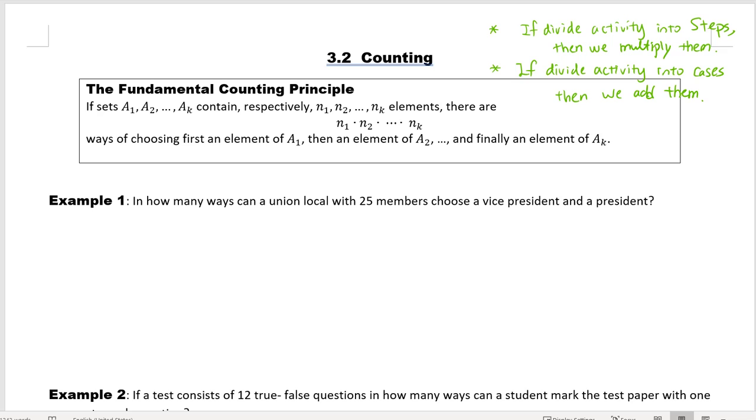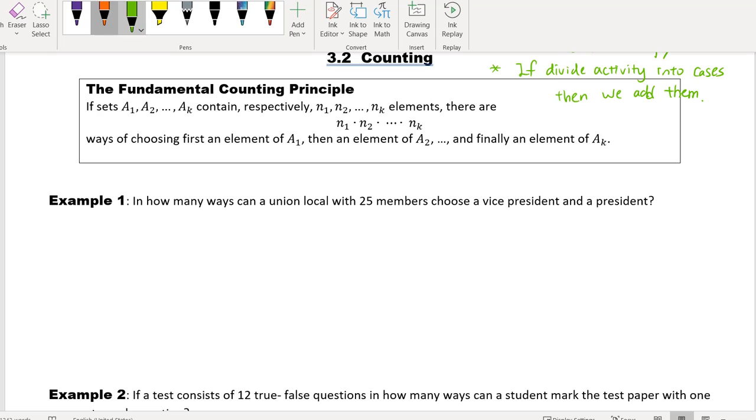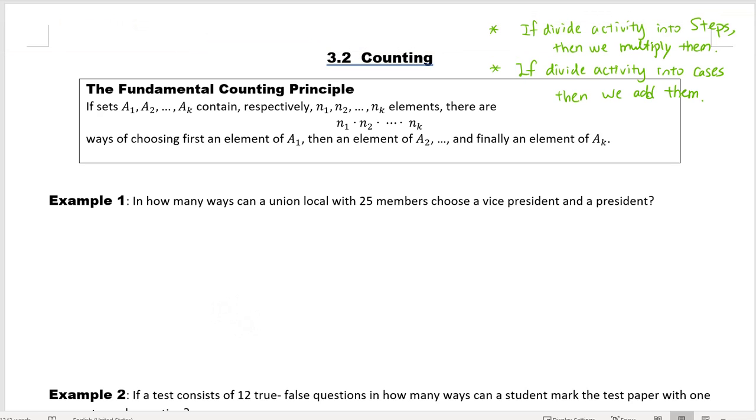Alright, so let's look at example 1. In how many ways can a union local with 25 members choose a vice president and a president? So here we want to choose a vice president and a president. So you can separate into steps. Step 1, we choose a vice president. How many ways are there? Well, there are 25 members, so 25 choices.